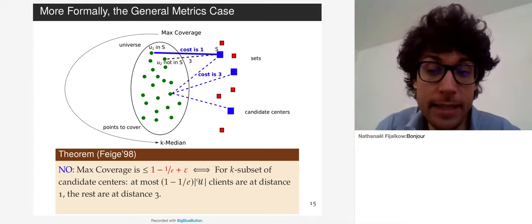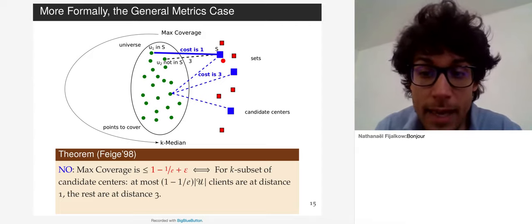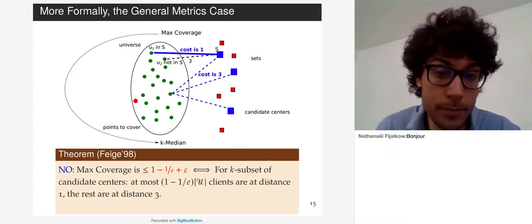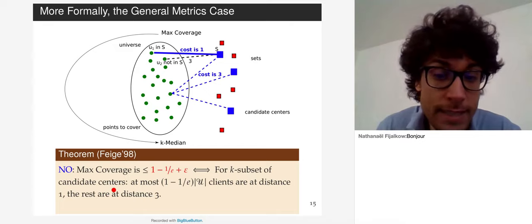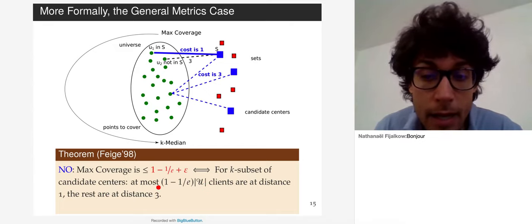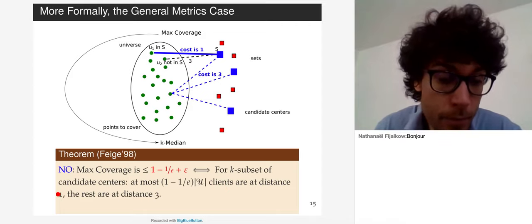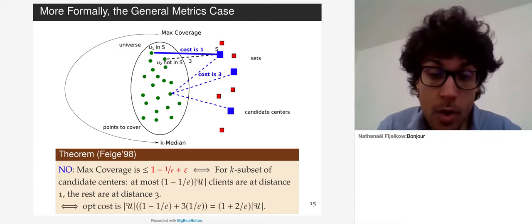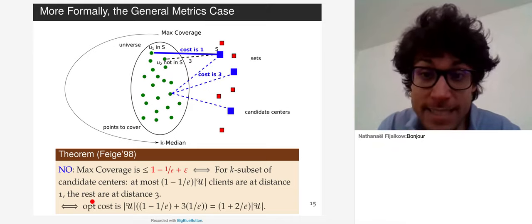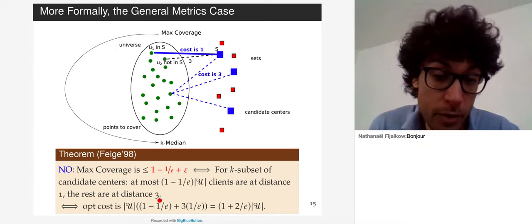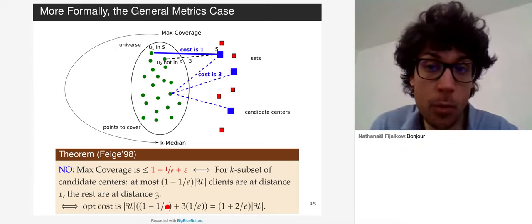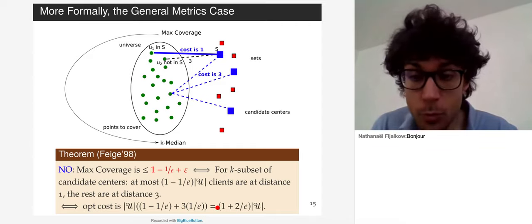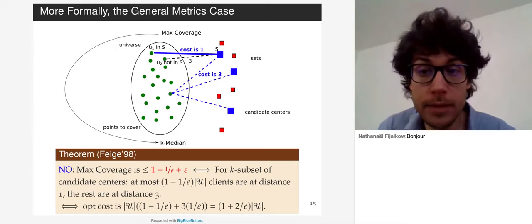Now the no case is that the max coverage, the best set of K sets, is covering at most a 1 minus 1 over e plus epsilon fraction of the elements. So it means that for any K subset of candidate centers, there is at most a 1 minus 1 over e fraction of the clients that are at distance 1, and the rest are necessarily at distance 3. So what's the cost in that case? Well, the cost of the optimum solution is at least u times 1 minus 1 over e for those paying 1, and at least a 1 over e fraction of u is paying 3. That's 1 plus 2 over e, and that's exactly the best known hardness for k-median.